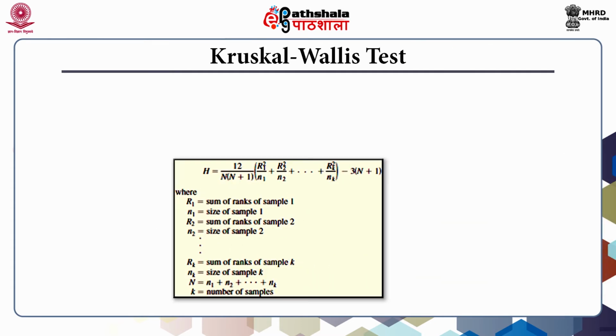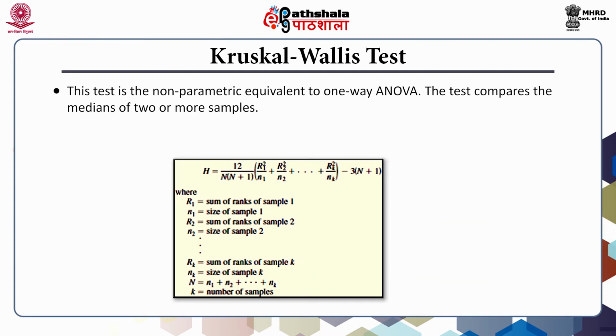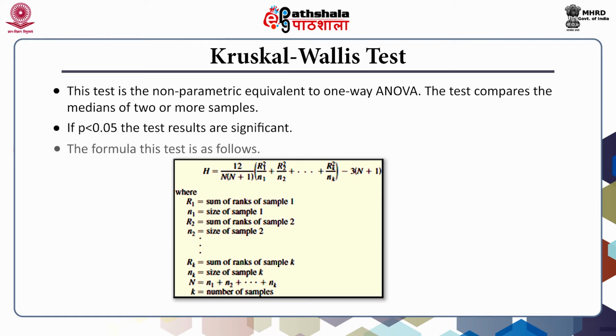Kruskal-Wallis test. This test is the non-parametric equivalent to one-way ANOVA. The test compares the medians of 2 or more samples. P less than 0.05 means that the test results are significant, and the formula is given below.